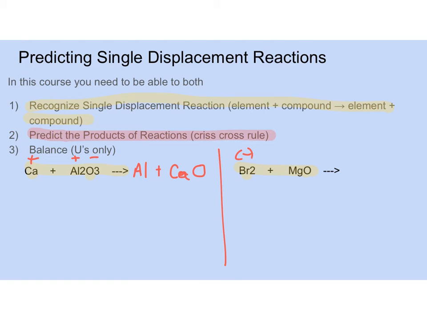Now let's take a look over here. Br, O, that's negative. Mg, positive. O, that's negative. What's going to happen here, the two negatives are going to get switched, and I'm going to get O2 plus MgBr2.